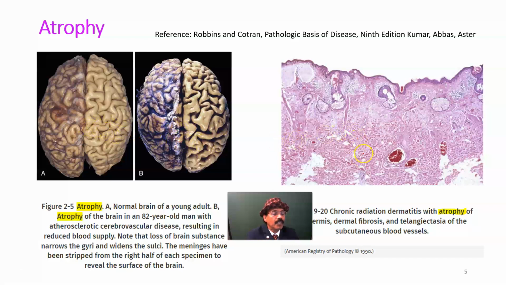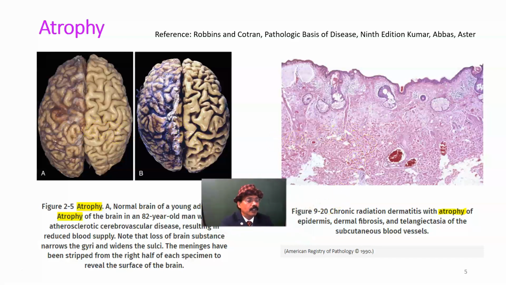Here again, exposure to radiation may lead to atrophy of the epidermis. This is the epidermis atrophy, and here we'll get dermal fibrosis, atrophy of the epithelium. Plus we'll get the blood vessels a little bit dilated in the deeper layer. There is telangiectasia of the subcutaneous blood vessels. So atrophy, fibrosis, and blood vascular telangiectasia.